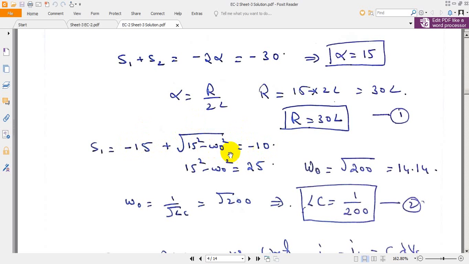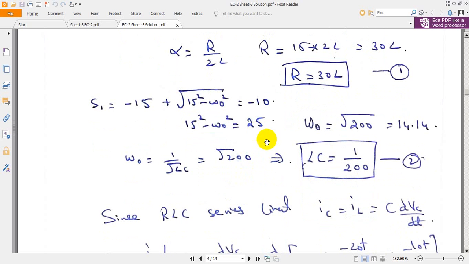The procedure will be the same. It is not 25, it will be a different value. You need to calculate, solve and submit it. For this value, I am doing it now. From here, you can get omega naught is equal to square root of 200, which is equal to 14.14, or omega naught is equal to 1 by square root of LC, which is equal to square root of 200. For the time being, we will say that this is the value.